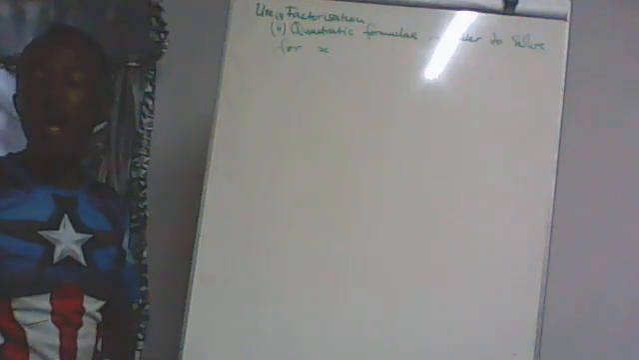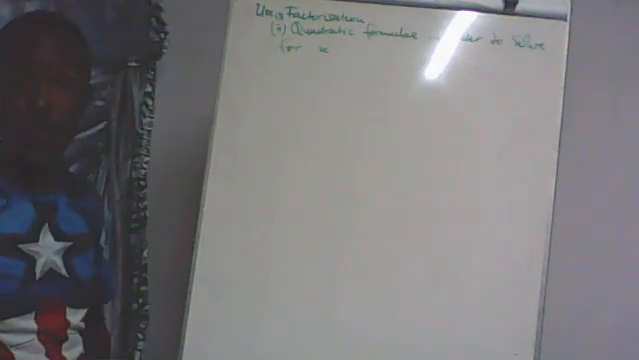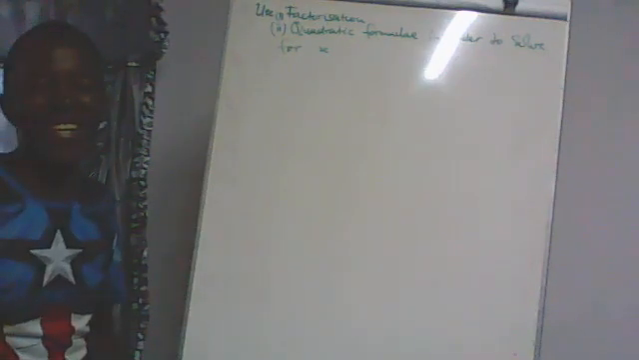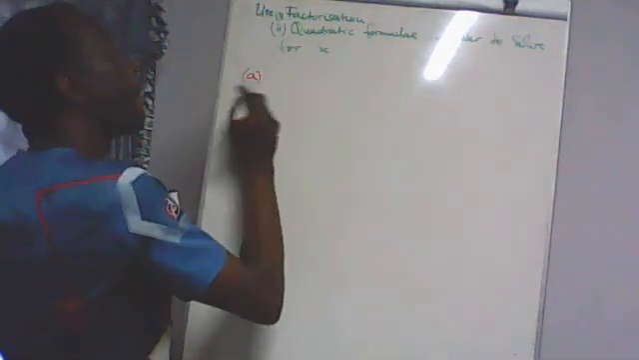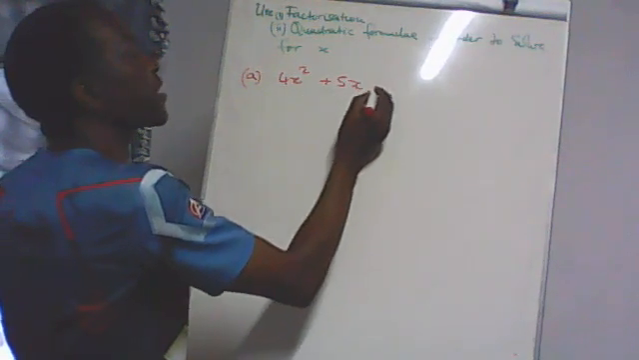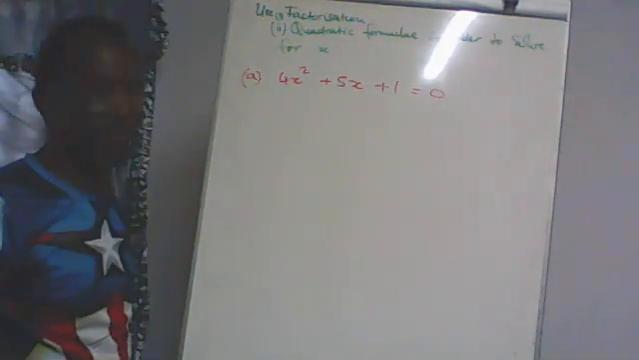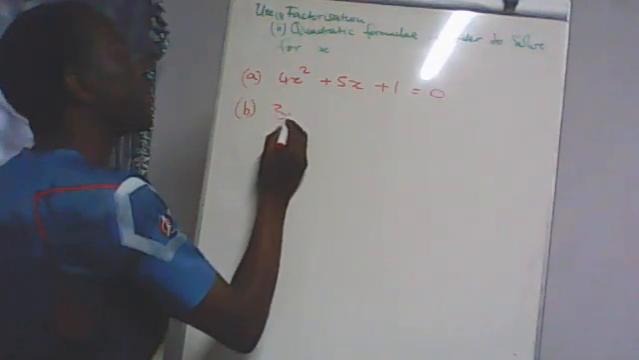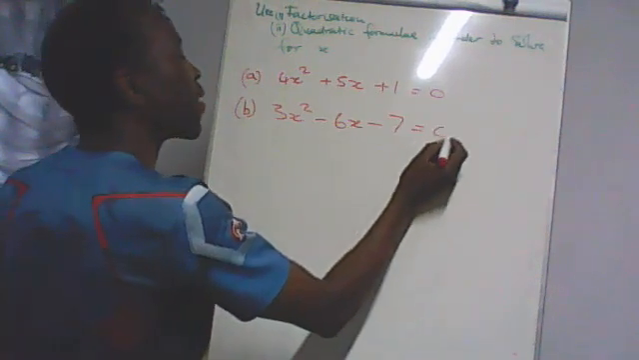Now, I'm going to give you some challenge here, but I'm not going to tell you where the challenge is. Find out yourself. Okay? Number A: 4x squared plus 5x plus 1 equals 0. That is the first one. Now, number B: 3x squared minus 6x minus 7 is equal to 0.